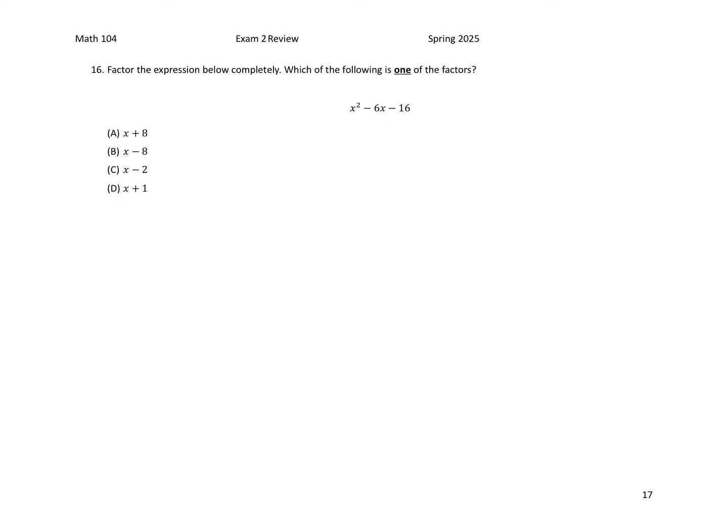Factor the expression below completely. Which of the following is one of the factors? So this again is a perfect square trinomial. Got the format ax squared plus bx plus c. Sorry, it's not a perfect square, but it is a trinomial. This is ax squared plus bx plus c. And I'm going to factor it into a double bubble.